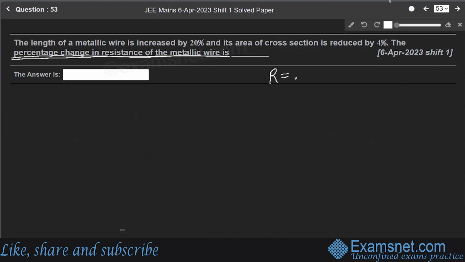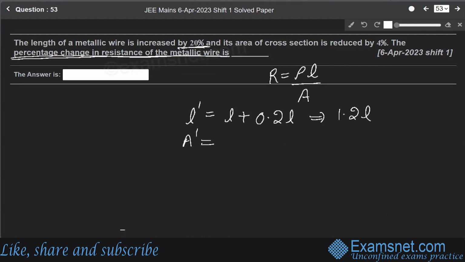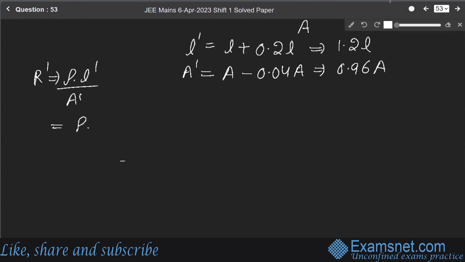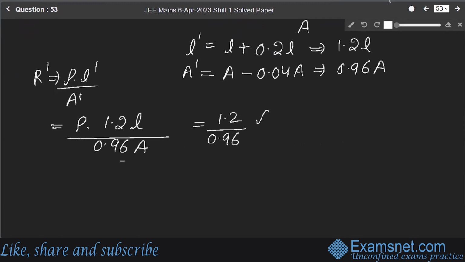since we know that R is equals to rho L by A. So here given in the question is, the length is increased by 20%. So new length will be equals to L dash equals to L plus 0.2L. Okay, it will be equals to 1.2L. And the area is decreased by 4%. So A minus 0.04A, it will be equals to 0.96A. So new R dash will be equals to rho L dash over A dash. So it will become rho L dash 1.2L over A dash 0.96A. Okay, this 1.2 over 0.96 rho L over A.